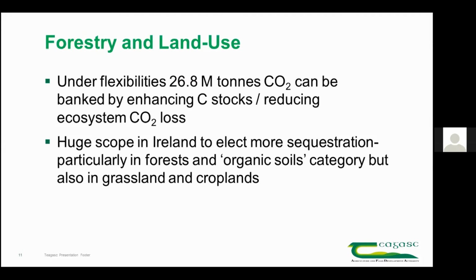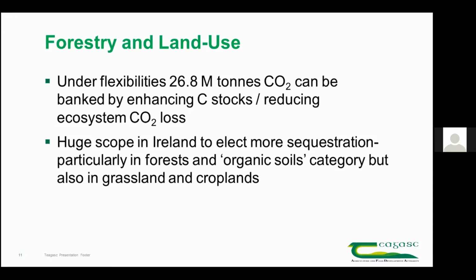Okay, the next bit I'll come to is forestry and land use. Under the flexibilities that we have afforded in the EU 2030 targets, we can bank just under 27 million tonnes. That's 2.68 million tonnes per year by enhancing what's called carbon sinks, okay? And that is basically sucking up CO2 and locking it either A, in the soil, or B, in woody biomass, be it in trees or in hedgerows.